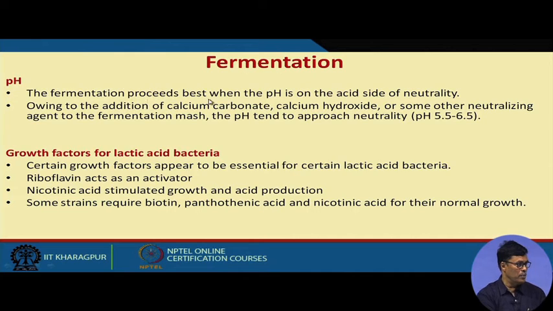The fermentation proceeds best when the pH is on the acid side of neutrality. Owing to the addition of calcium carbonate or calcium hydroxide or some other neutralizing agent in the fermentation mass, the pH tends to approach neutrality; a pH of 5.5 to 6.5 is usually found most suitable for the lactic acid fermentation process. And since we are adding calcium hydroxide or calcium carbonate, mostly in the fermentation broth we get calcium lactate as a product. Then we do the acid hydrolysis to get the pure lactic acid.